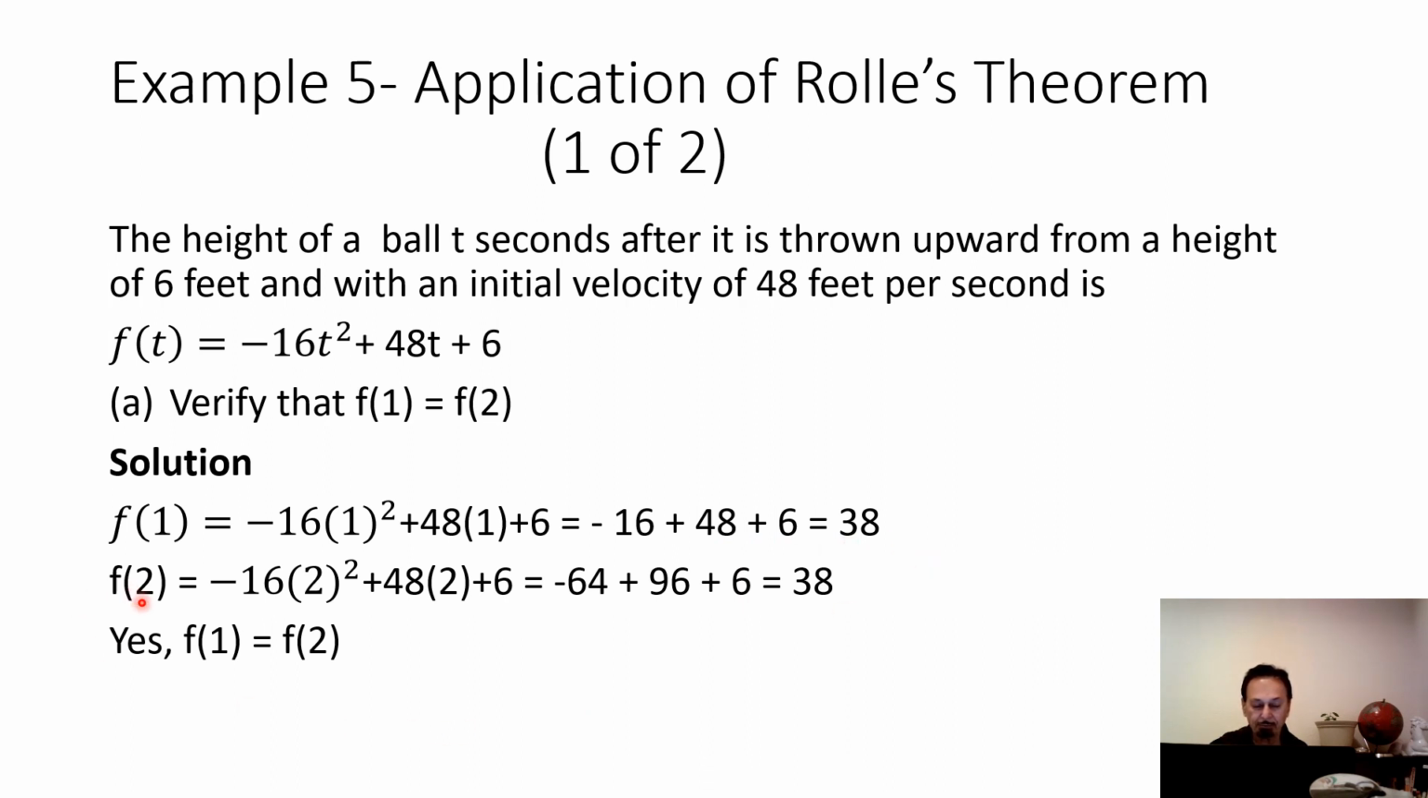Now we find f of 2. So negative 16 times 2 squared plus 48 times 2 plus 6. 2 squared is 4, times negative 16 is negative 64, and 48 times 2 is 96, plus 6. Now we put it in the calculator, and it gives 38. So you can say clearly, yes, f of 1 equals what? f of 2.